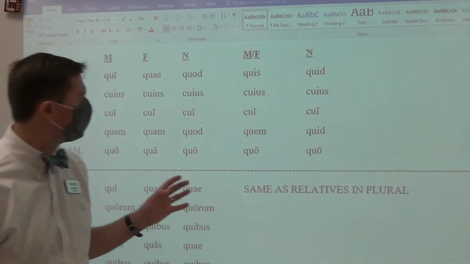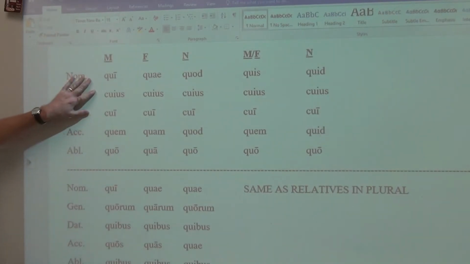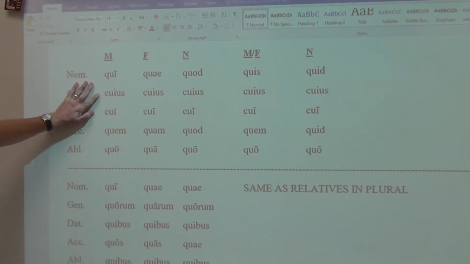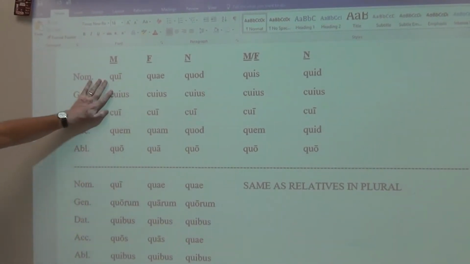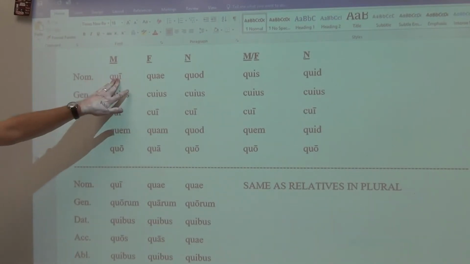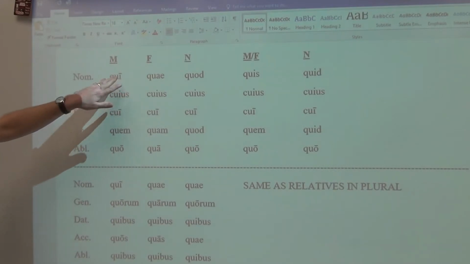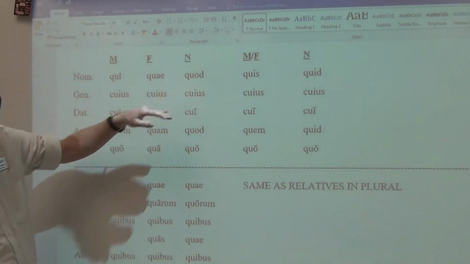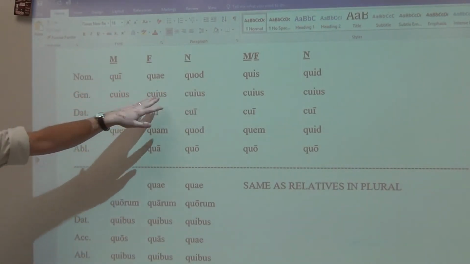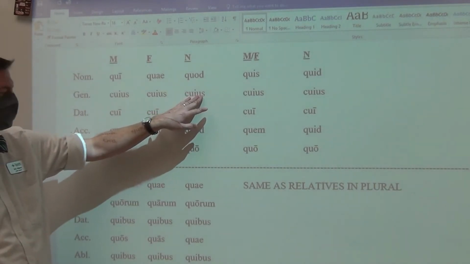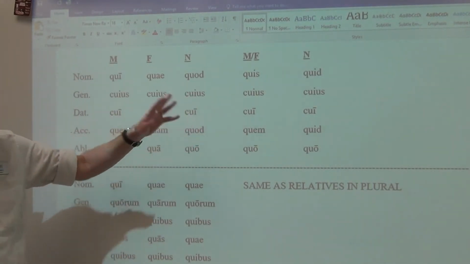So, going back to the relatives: qui, quae, quod, quis, quae, quid, cui, cui, cui, quem, quam, quod, quo, quo, quo, and so forth and so on. Remember that these are the words that translate as a relative, introducing a relative clause: who verbs, which verbs, whose whatever, or which is whatever, to whom, and so forth and so on.